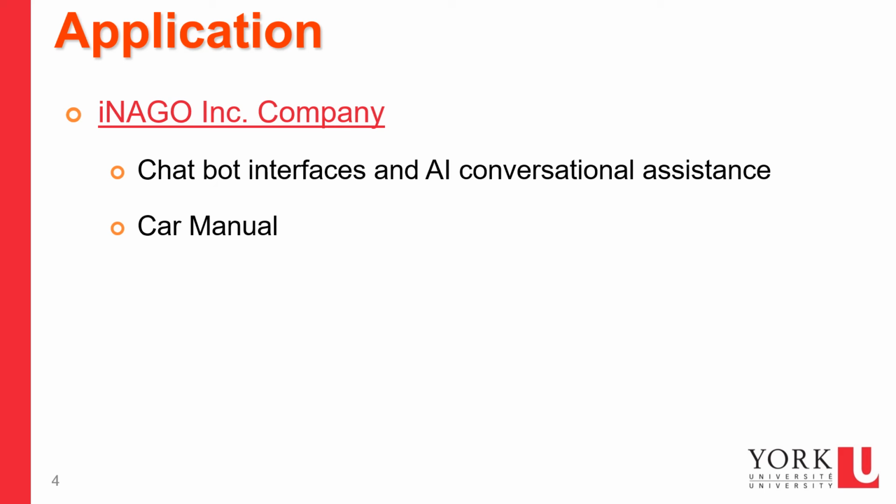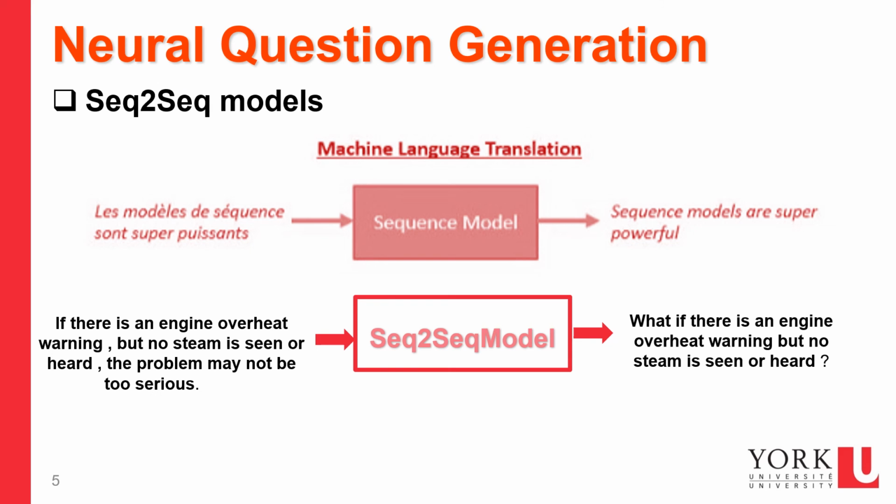Before, they used human hires to generate the questions for them, but recently they want models which can generate questions from manuals, and one very famous model for question generation is sequence to sequence.